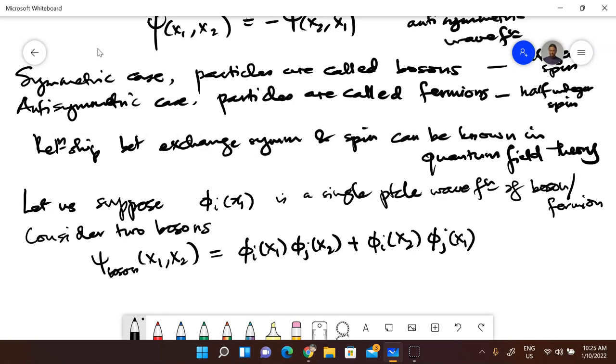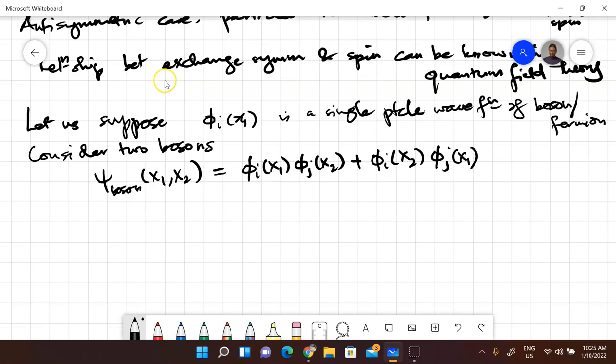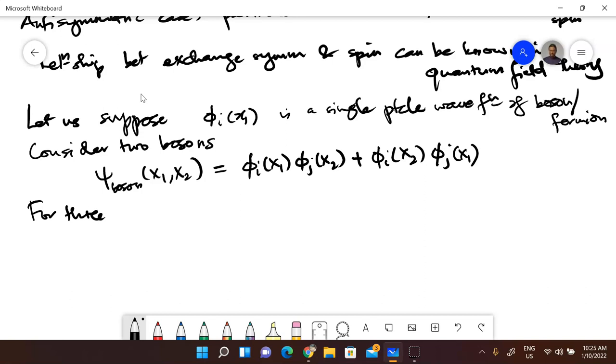Okay, so one could generalize this to three bosons if you want to. So for three bosons, what does one do? Say then you have, so excuse me for a minute because I'm in a hotel room really. Not at home, right?